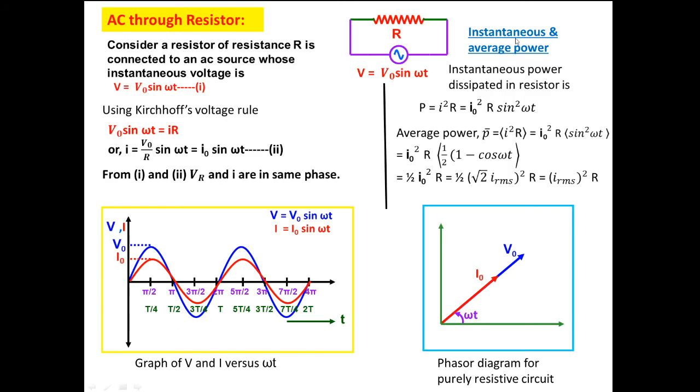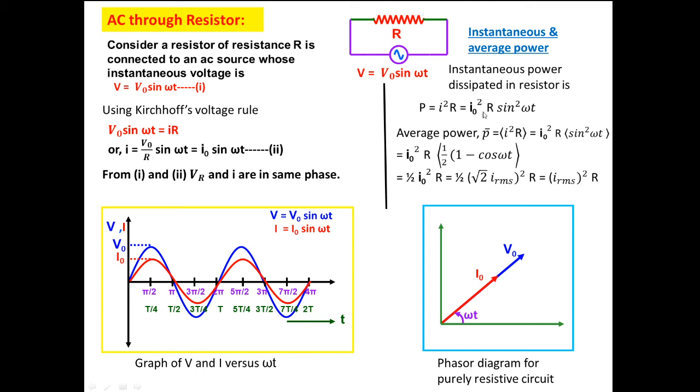Now what is the instantaneous power and average power? Instantaneous power dissipated in resistor is P equal to I square R. So here we can write this one is I naught square R sin square omega t, because I equal to I naught sin omega t. It is the instantaneous power.